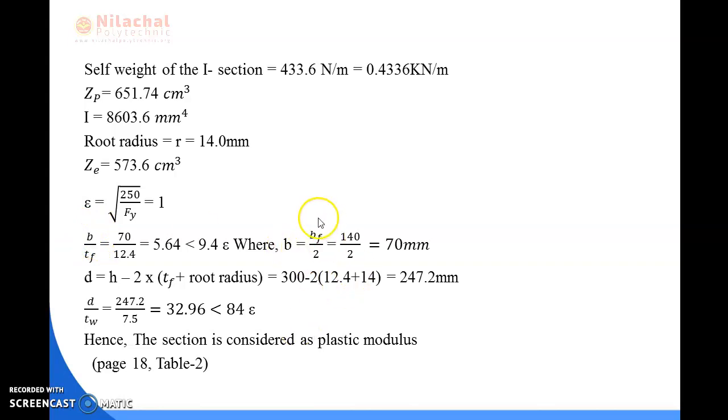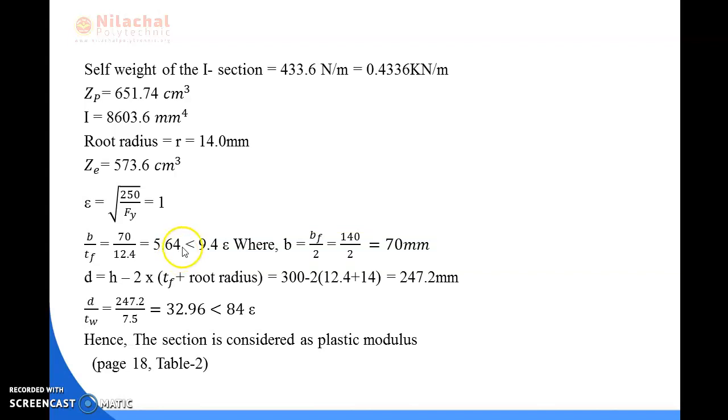So b value we can find out by putting the value of BF divided by 2. So the BF for the suitable section is given as 140, and 140 by 2 equal to 70 mm. So now we got the value of b as 70 mm. So now we can put the value in the first condition, that is b by TF. So b value is 70 and TF value is 12.4. So that is 5.64.